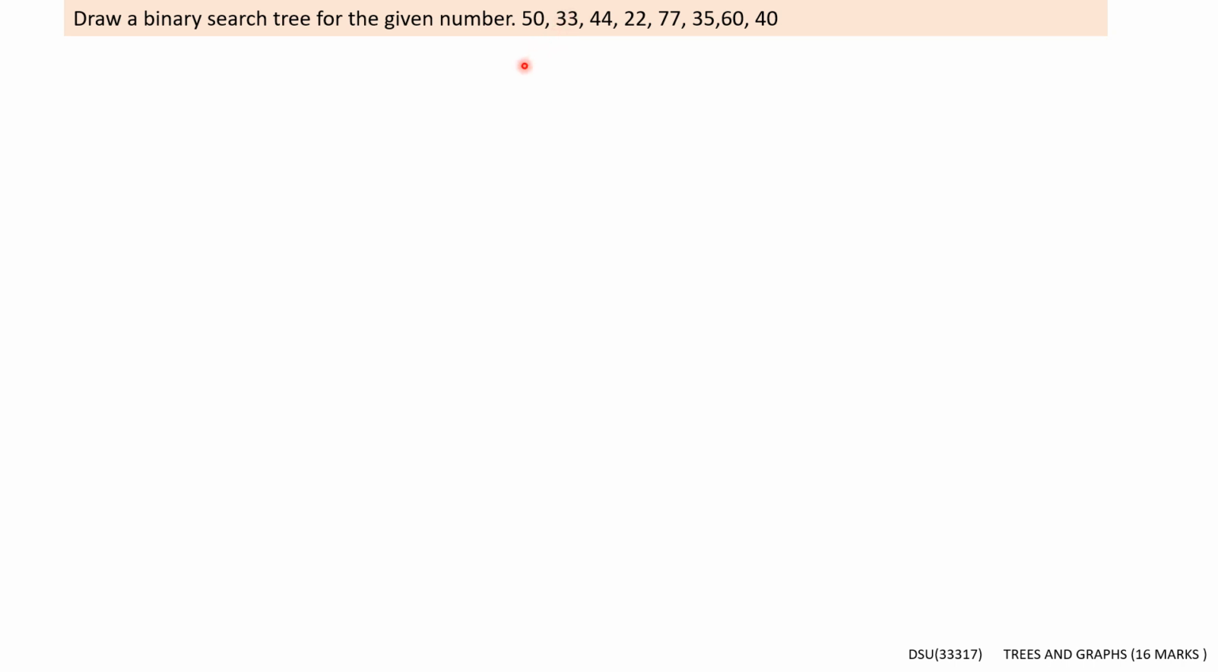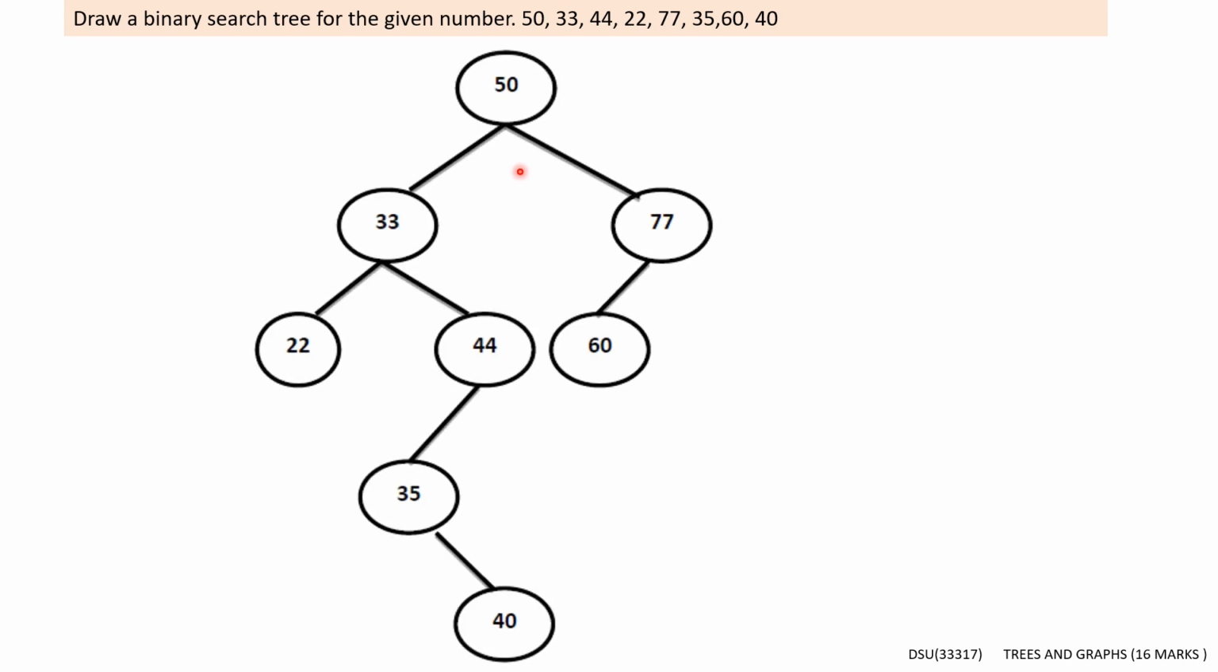The second value, if it is less than the root node, will be placed on the left side. So we will construct it. See here, first is 50. Then we put 50 as the root node. Then 33 is less than 50, that's why here is 33. Then 44. 44 is less than 50, but greater than 33.